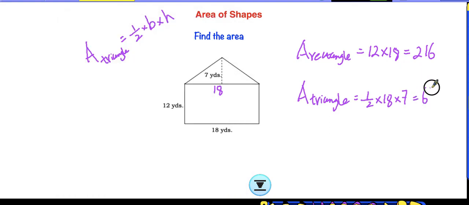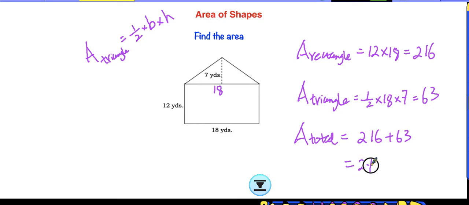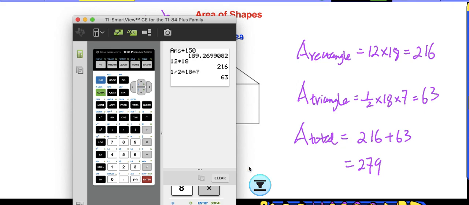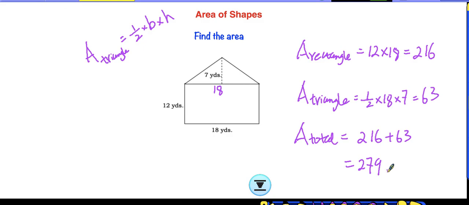Okay, so it's 63. But do not forget, we are talking about the total area. So that's why we are going to put them together, which is 216 plus 63. It's always good to do the mental math, or you can use a calculator to check it later. So the answer is going to be 279. Also, do not forget the unit. Since it's yards, it's yards square, because you are talking about the area.